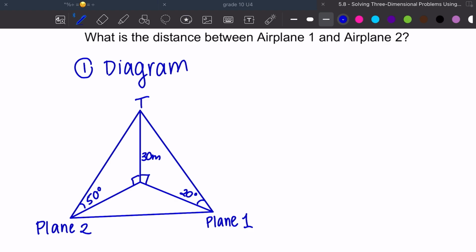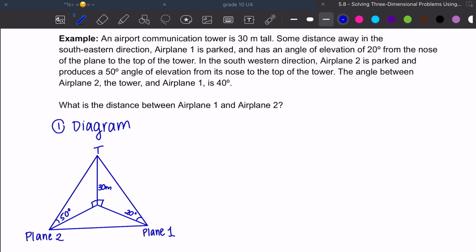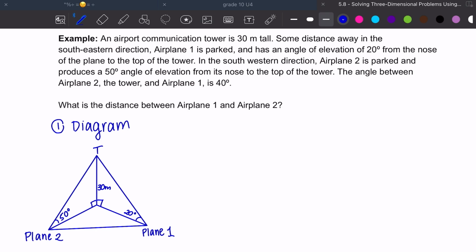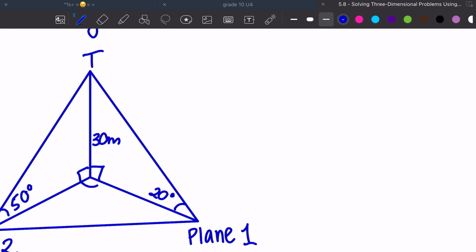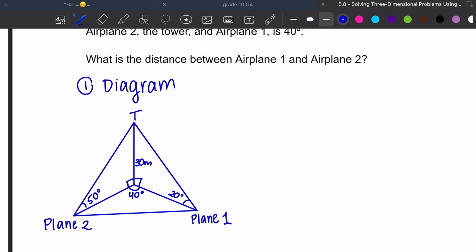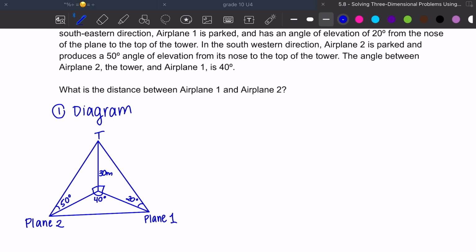Right, these are right angle triangles. And then the last bit of information that it gave was from plane 2 to the tower to plane 1 is 40 degrees. So that means that this middle angle here is 40. That's all the information it gave us. Is that okay how we drew the diagram? Or is there anything you want to clarify about why it is the way it is?